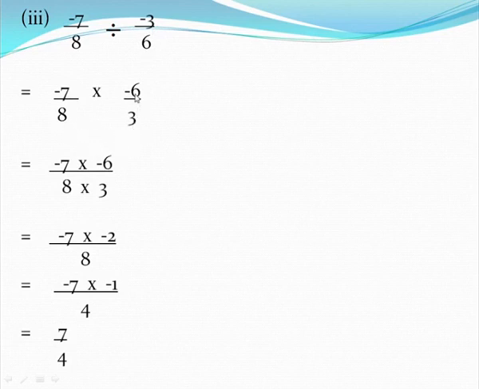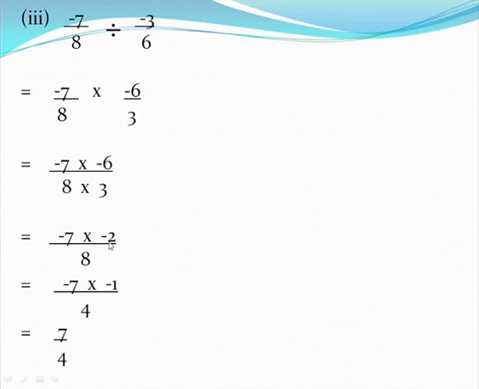Children, here in this step also you can reduce negative 7 upon 3 to its lowest form. Either you can reduce it in the next steps. Now here you will see negative 7 into negative 6 upon 8 multiplied by 3. Here 3 ones are and 3 negative 2s are.